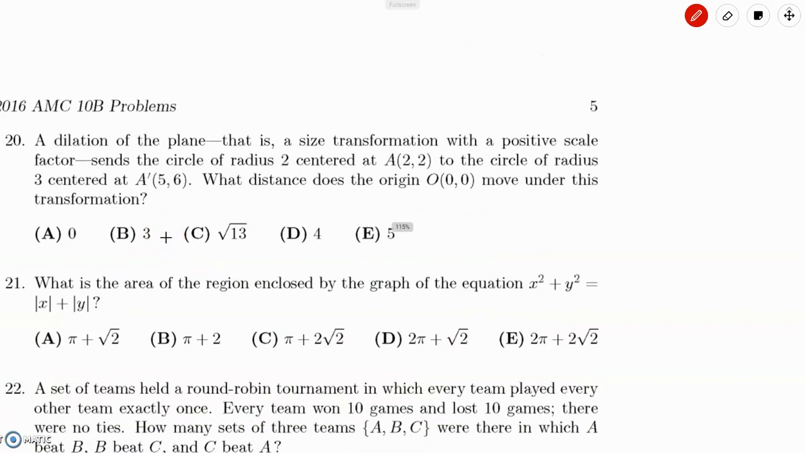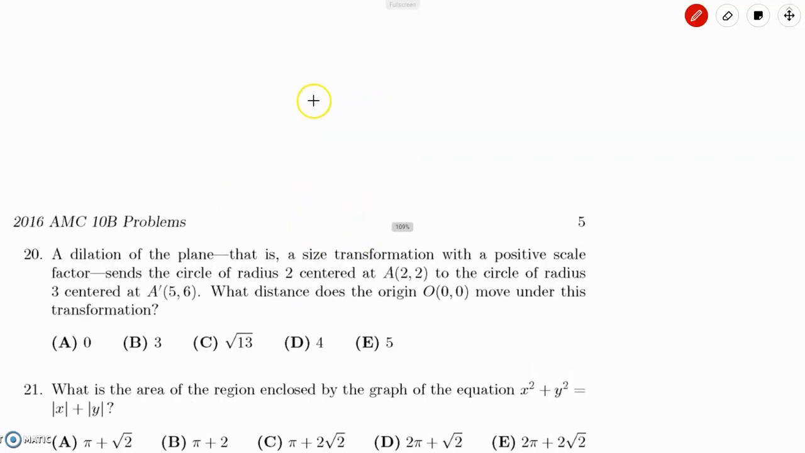Number 20. A dilation of the plane, that is a size transformation with positive scale factor, maps the circle of radius 2 centered at A (2, 2) to the circle of radius 3 centered at A prime (5, 6). What distance does the origin (0, 0) move under this transformation? So essentially, a circle of radius 2 at (2, 2) gets mapped to this point (5, 6). And this circle is of radius 3.